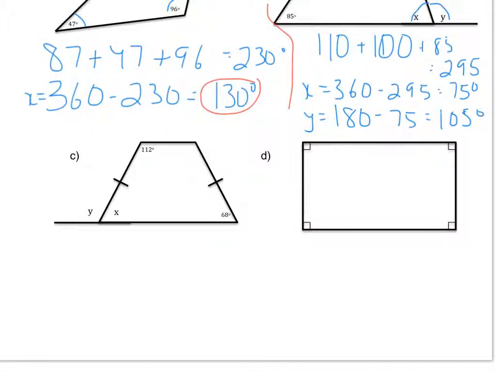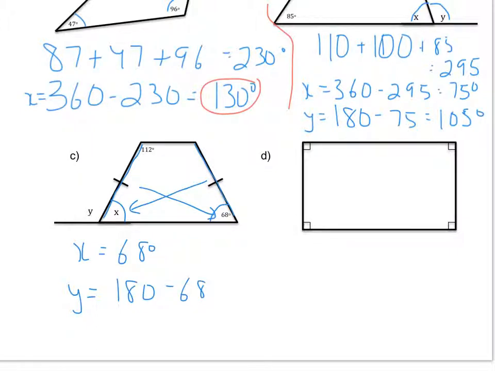In part C, I have two equal lengths in this quadrilateral. So the angles across those lengths are going to be equal. Because this angle is 68, that means x is also 68 degrees. And then to find y, I'm going to take the 68 away from 180, which is 112 degrees.